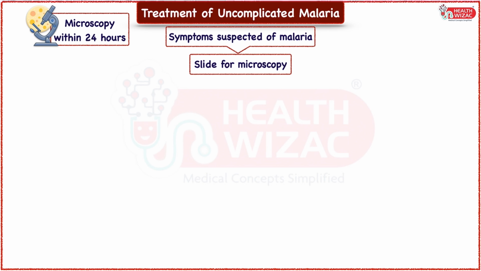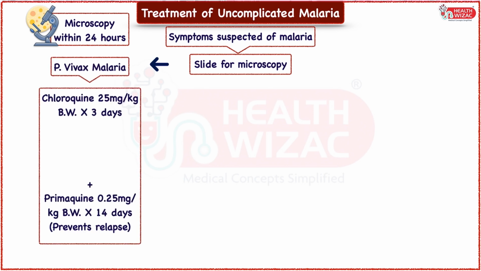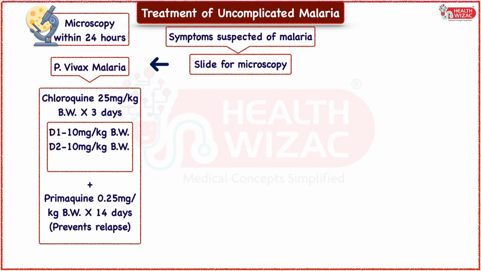If microscopy confirms P. vivax positive, then the recommended drug is chloroquine given in a dose of 25 mg per kg body weight in divided doses, along with primaquine in a dose of 0.25 mg per kg body weight for 14 days, where primaquine is given to avoid relapse via hypnozoites. In this regimen, on day 1, a 10 mg per kg body weight dose of chloroquine is given orally, followed by 10 mg per kg body weight on day 2, followed by 5 mg per kg body weight on day 3.